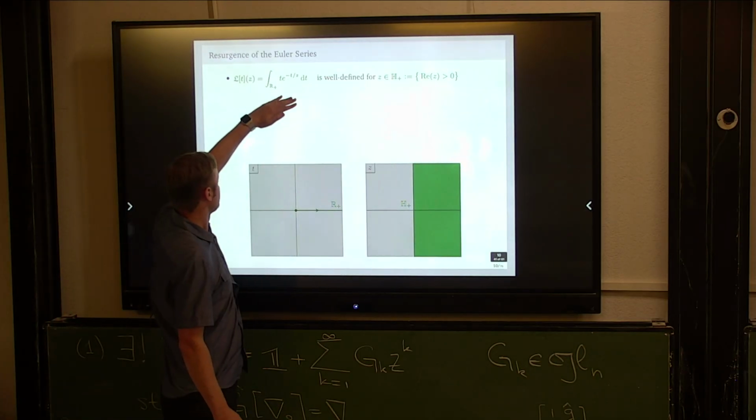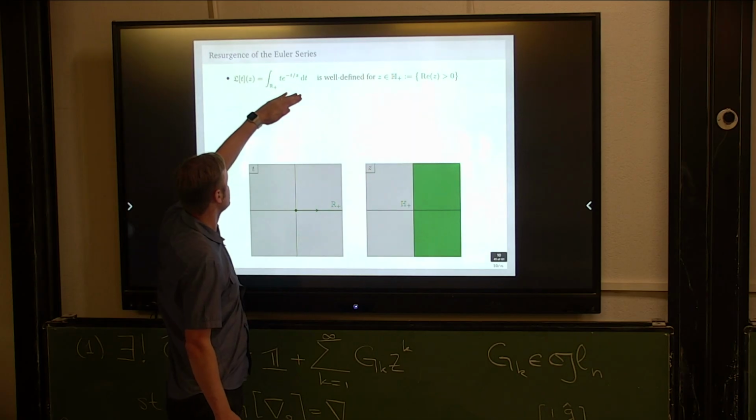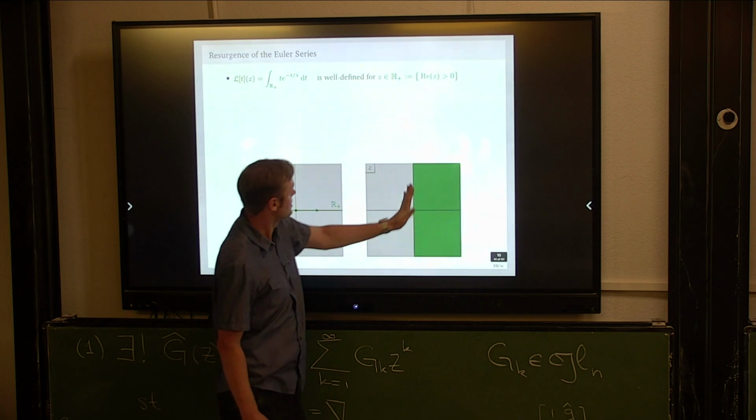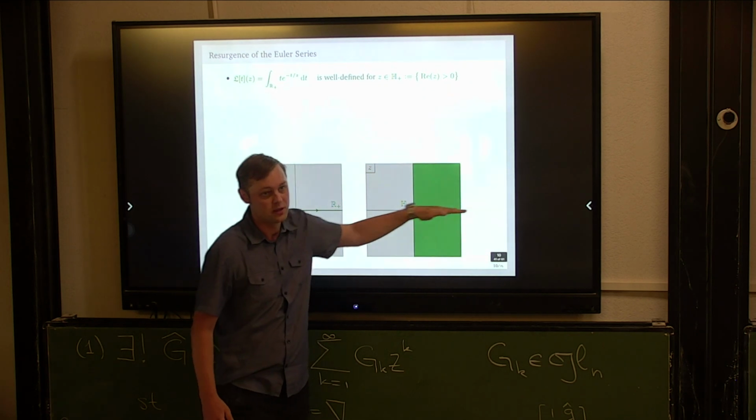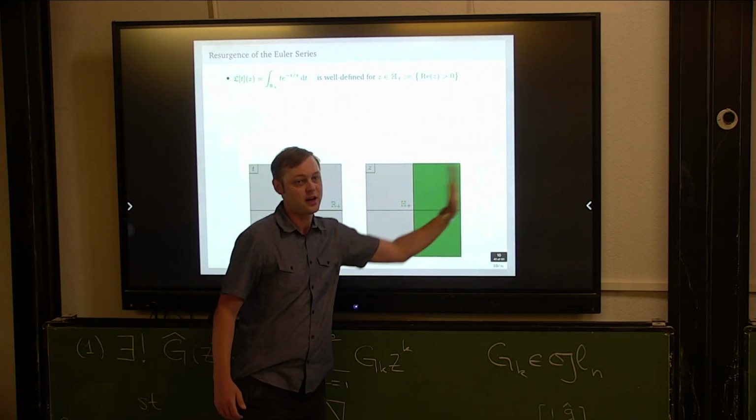So what I'm trying to say here is that the Laplace transform is well defined. It gives you a well-defined function of z, not just on the real z-axis, but actually in the entire right half plane.